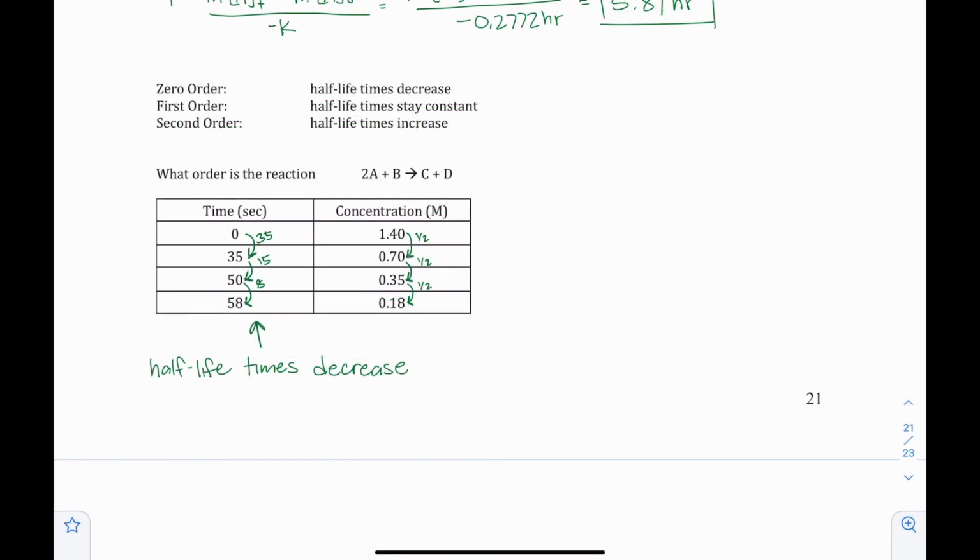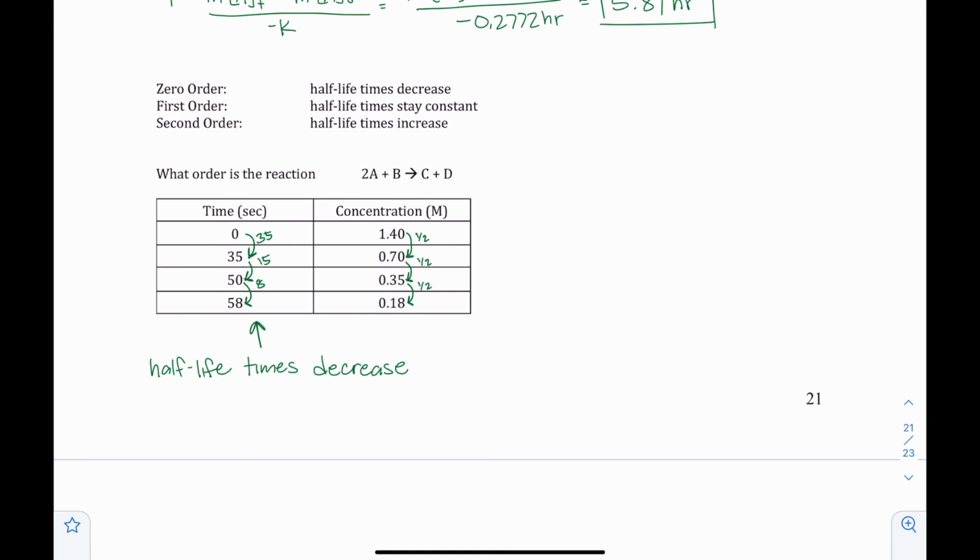The last thing that we need to know about half-lives is that they can change depending on the order of a reaction. So for a zero-order reaction, as the reaction proceeds, the half-life times decrease. For a first-order reaction, as the reaction proceeds, the half-life times remain constant. And for a second-order reaction, as the reaction proceeds, the half-life times increase.